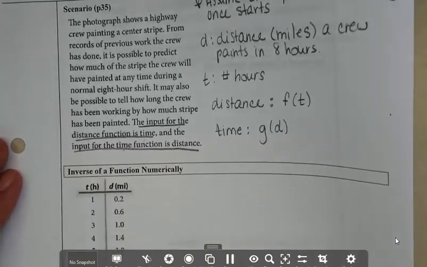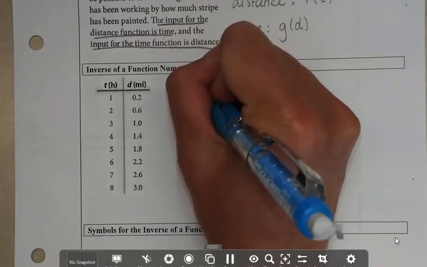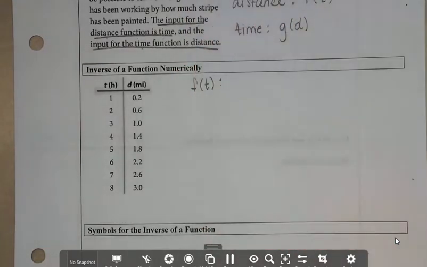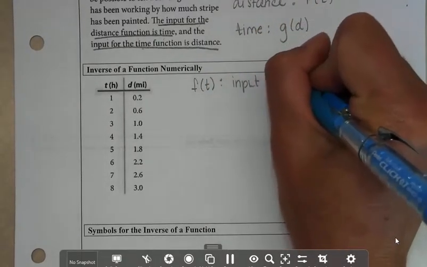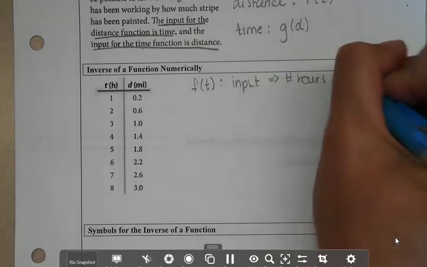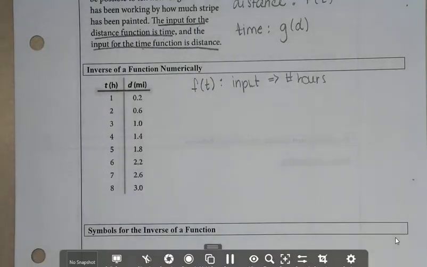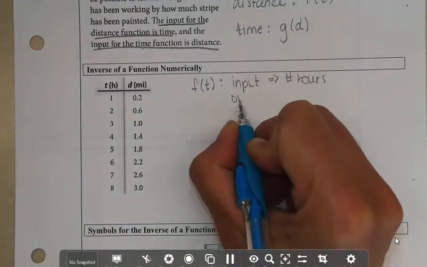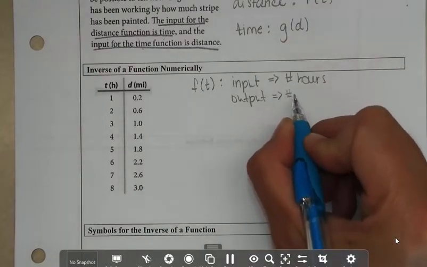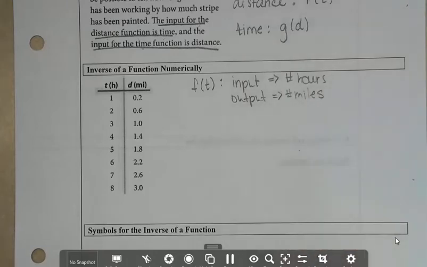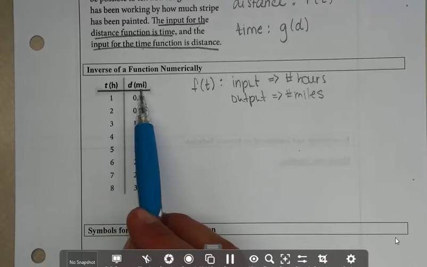All right, so moving on to the inverse of a function numerically. First of all, f of t. Well, the input for f of t is the number of hours. Right, and that's what it says right here. Input for the distance function is time. What about the output? Well, the output for this is going to be the number of miles. And so that's basically what this table is, right? Inputs are time, outputs are number of miles or distance.